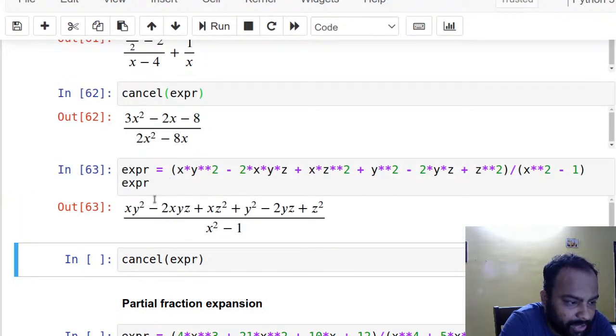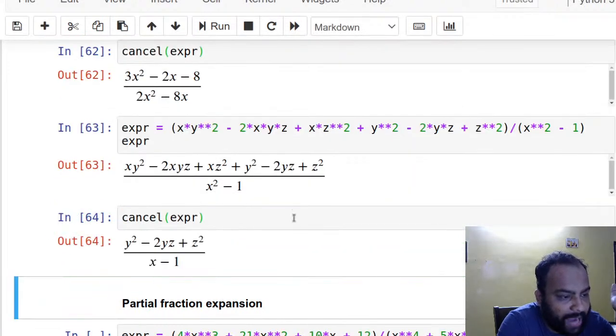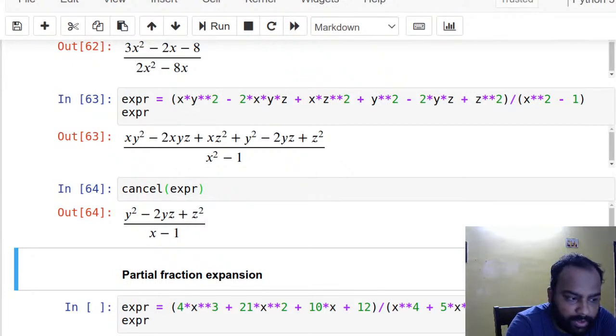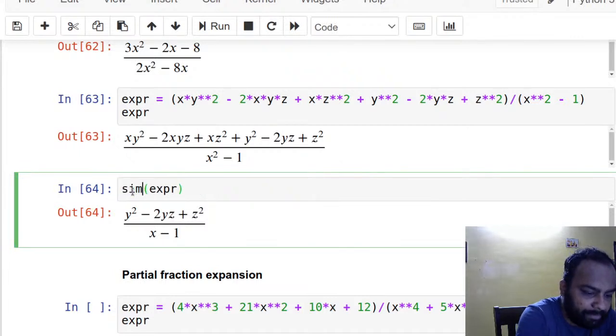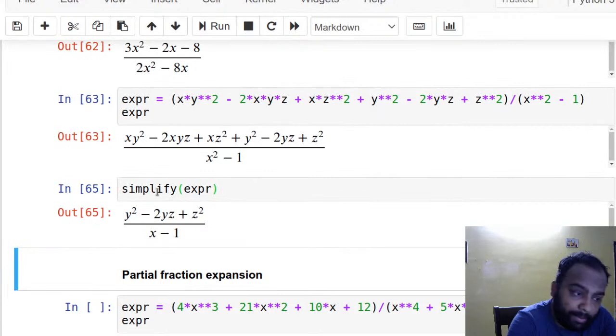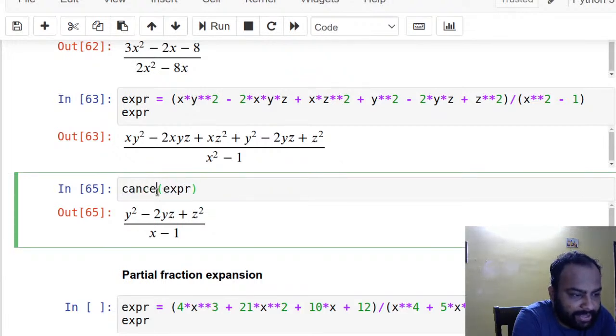So look at this expression. This was just a big expression like that, okay? And I maybe want to find out the result after cancellation of common factors. So if I do that, I have gotten rid of x plus 1 as a common factor from the numerator and the denominator. So as an example, if I say simplify on this, it also does the same thing, because simplify can right off the bat figure out what is going to happen here, right? Sometimes simplify cannot figure out. In that case, cancel is a better option.